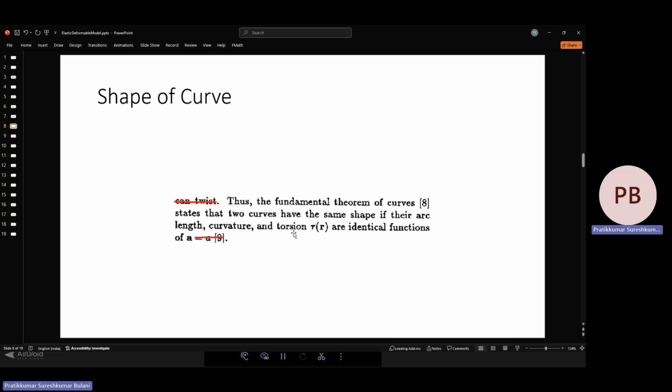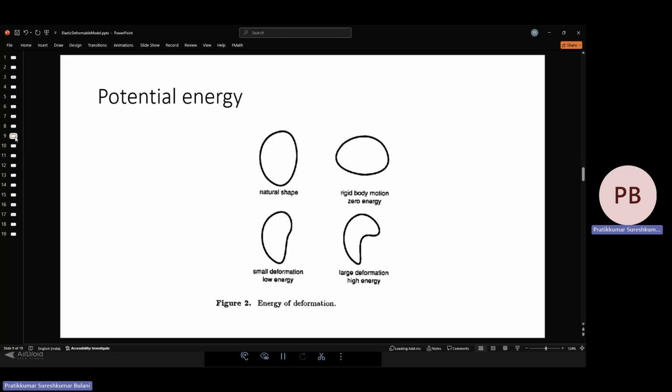Okay, fine, let's proceed. So I have given you the definition of shape equivalency. Now we can start creating potential energy across all three: volume, surface and curves. One basic definition of potential energy: the more the deformation, if the deformation is larger, then the potential energy is high. If small deformation, the potential energy should be low.